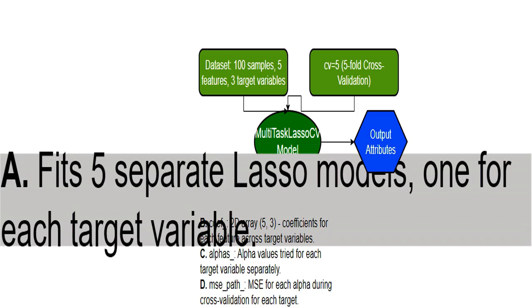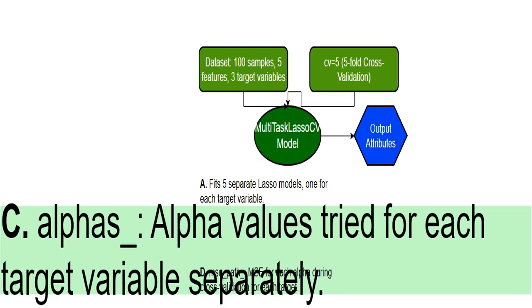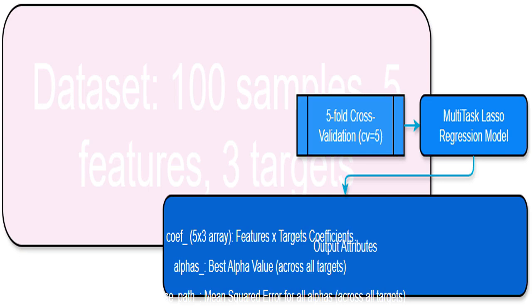This statement is incorrect. MultiTaskLassoCV doesn't fit 5 separate models. It fits a single model to predict all 3 target variables simultaneously. That's the power of multitask learning. This statement is also false. The MultiTaskLassoCV model selects a single best alpha value across all the target variables during cross-validation, not a separate one for each target.